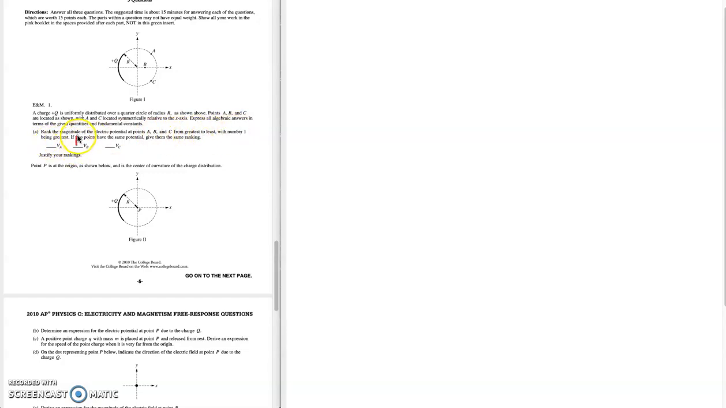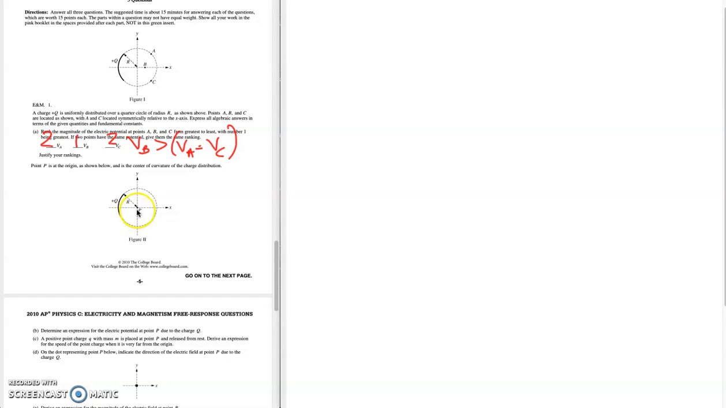Okay, so VB is the greatest because it is the closest, and then C and A are the same, so they both get 2. So we would have VB is greater than VA equals VC, and that's because B is closer and A and C are symmetrically equidistant.